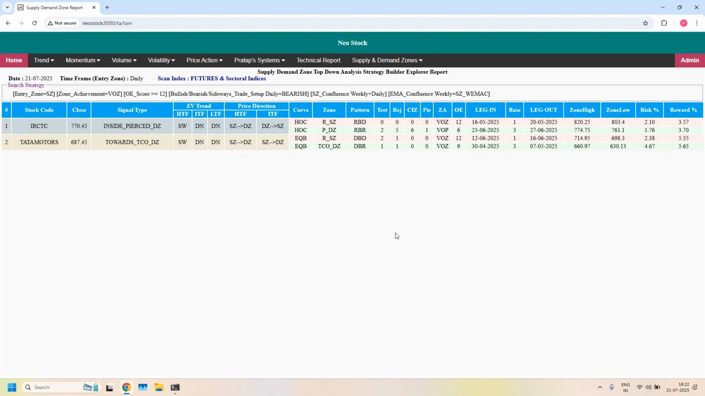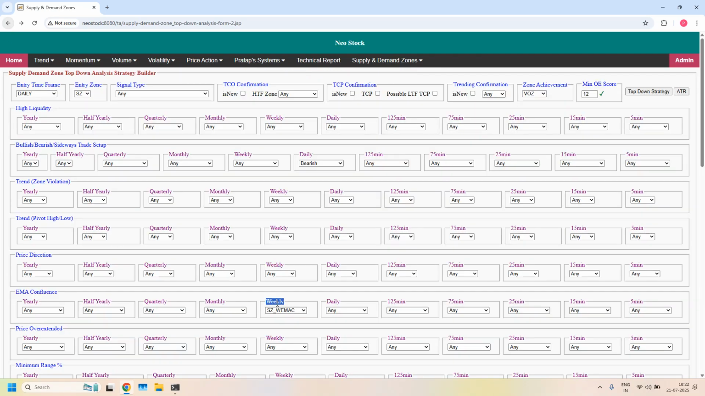Okay, next let us look into LTF, ITF and HTF supply zone confluence. How many of these stocks will be filtered? Let us verify out of these two. I am removing the EMA filter because it is ITF specific.